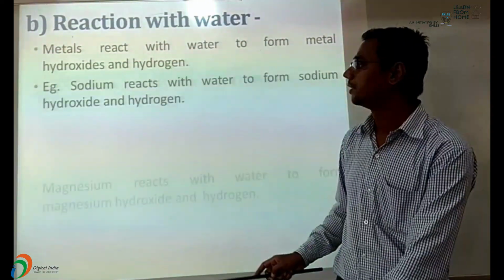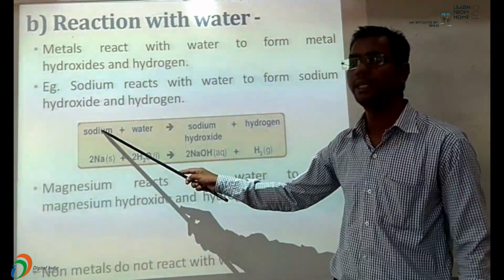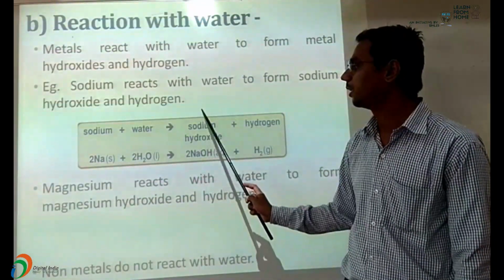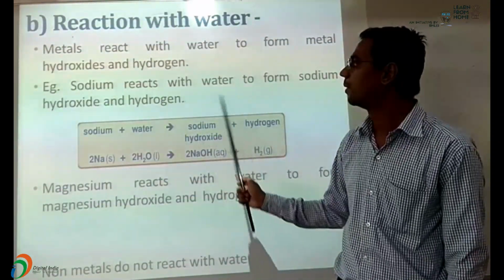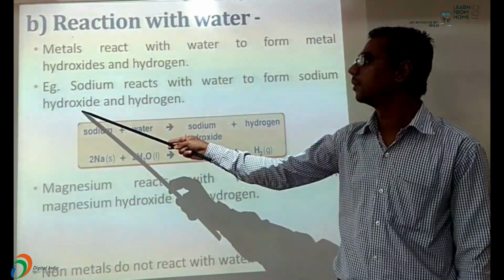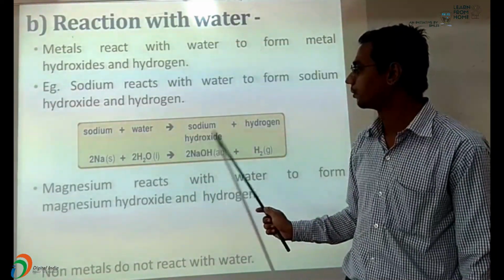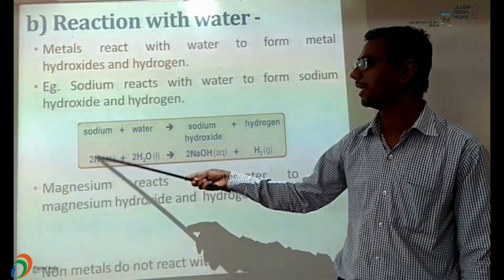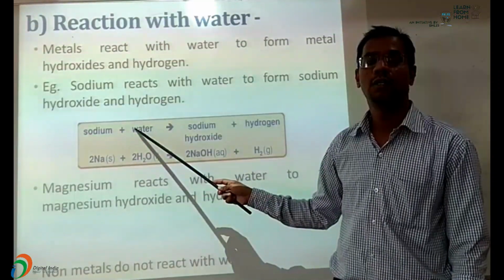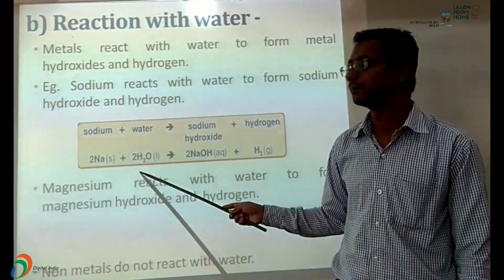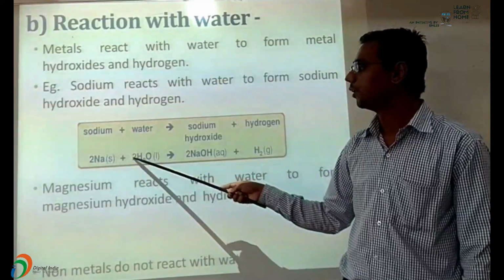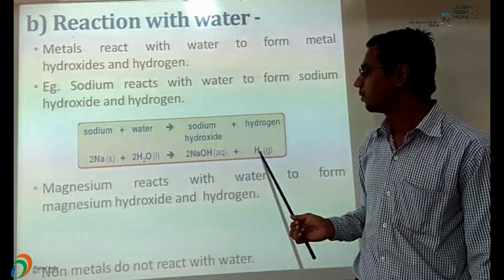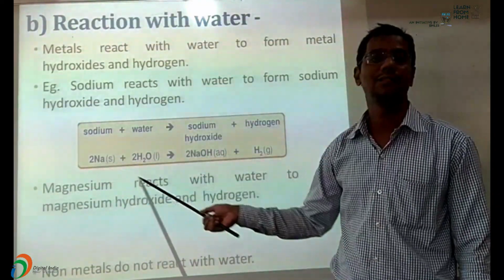Already we discussed. Example you can take here. Sodium, this is a metal, reacts with water to form sodium hydroxide plus hydrogen. Obviously, what they mention here, to form metal hydroxide. So sodium hydroxide plus which gas is evolved? Hydrogen gas is evolved. Now what is the symbol for sodium? Na. What is the formula for water? H2O. When they react with each other, they form sodium hydroxide, NaOH, plus which gas is evolved? H2. So this is called a balanced chemical equation.